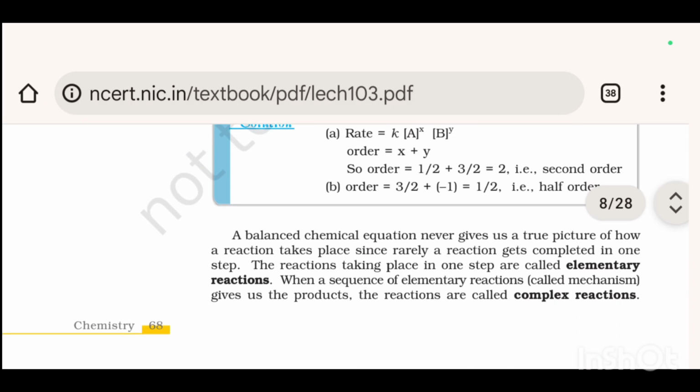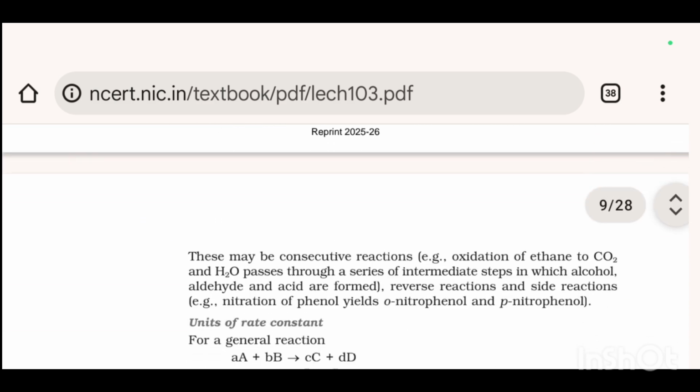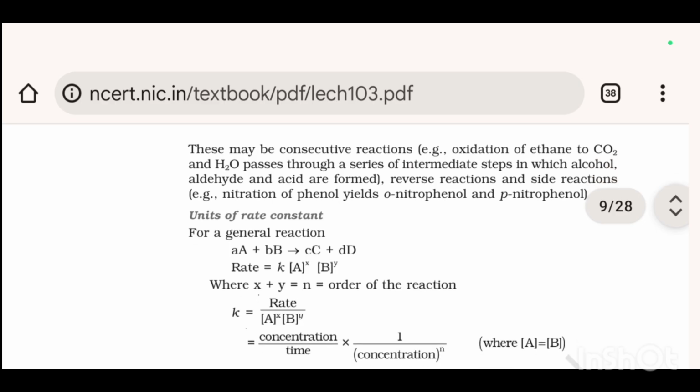A balanced chemical equation never gives us a true picture of how a reaction takes place, since rarely does a reaction get completed in one step. Reactions taking place in one step are called elementary reactions, while a sequence of elementary reactions, called a mechanism, gives us the overall reaction, and these are called complex reactions. This may be a consecutive reaction, that is, oxidation of ethane to CO2 and H2O passes through a series of intermediate steps in which alcohol, aldehyde and acid are formed. Or reverse reactions and side reactions, that is, nitration of phenol yields orthonitrophenol and paranitrophenol.